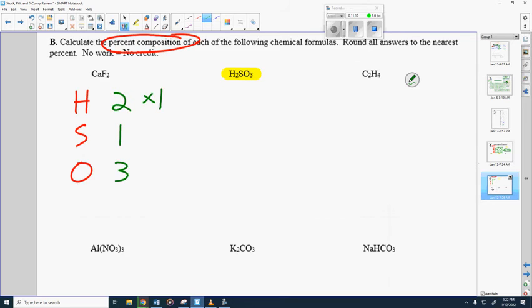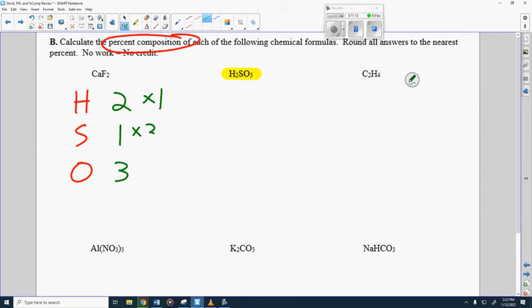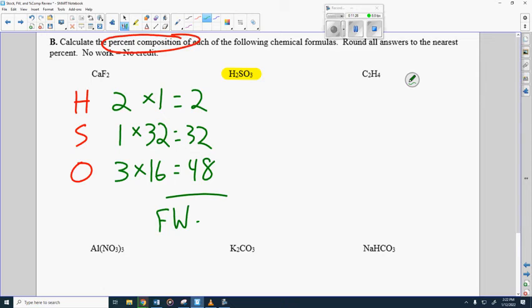Boom. So I've got the 1 sulfur times its mass of 32. I've got the 3 oxygen times the mass of 16. When I add all of these up, I'm going to find that my formula weight comes out to be 82. Now, if I asked you for the formula weight, that's all you would need to do. That would be your final answer.